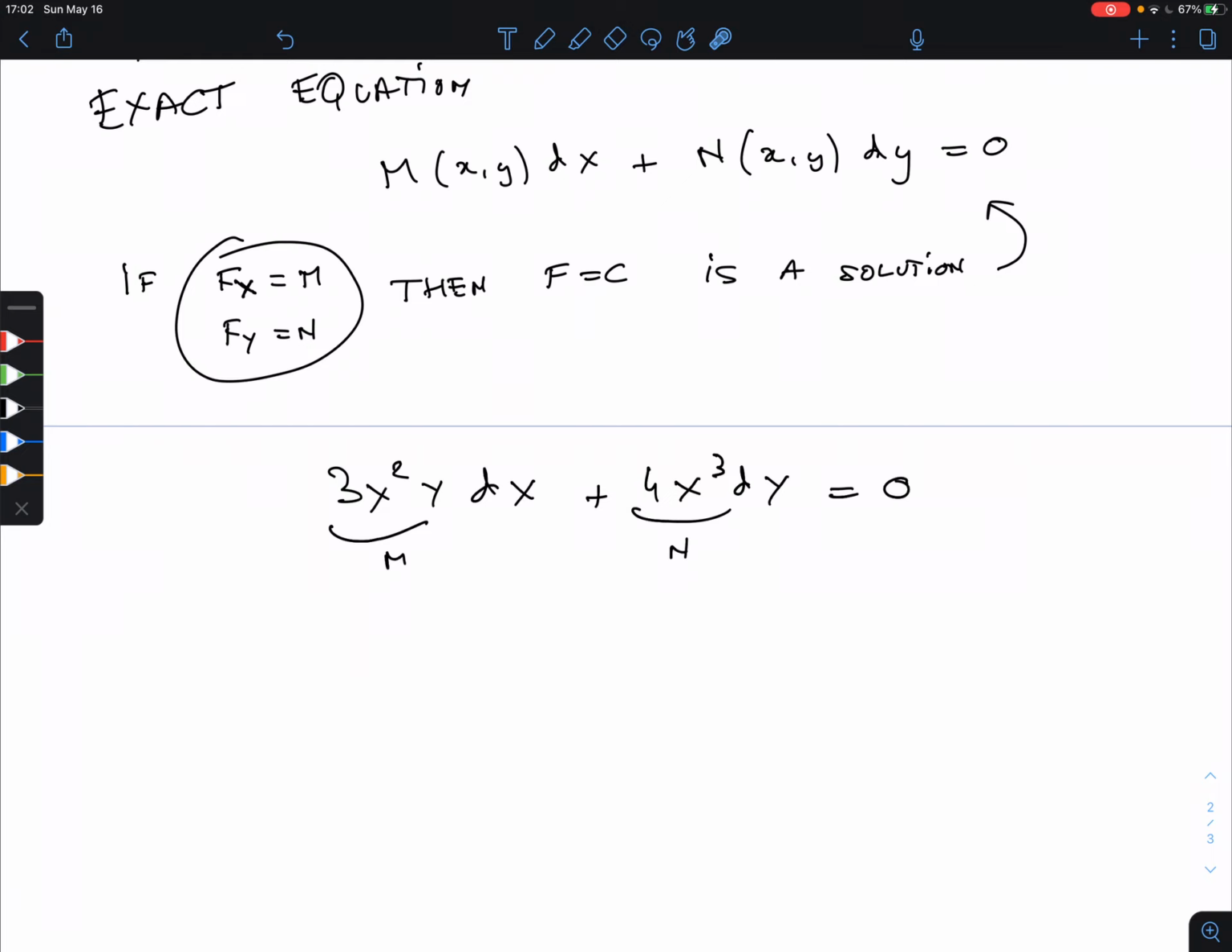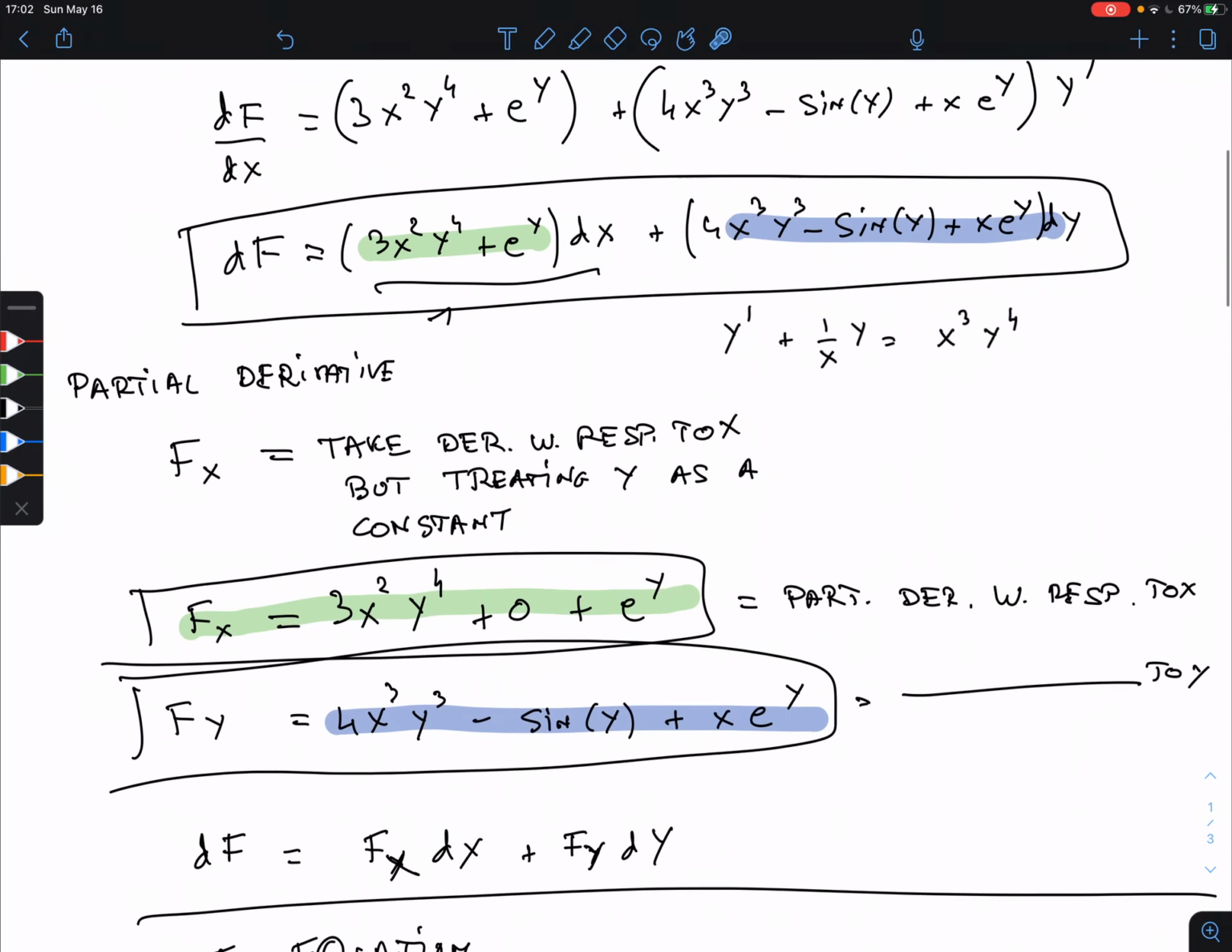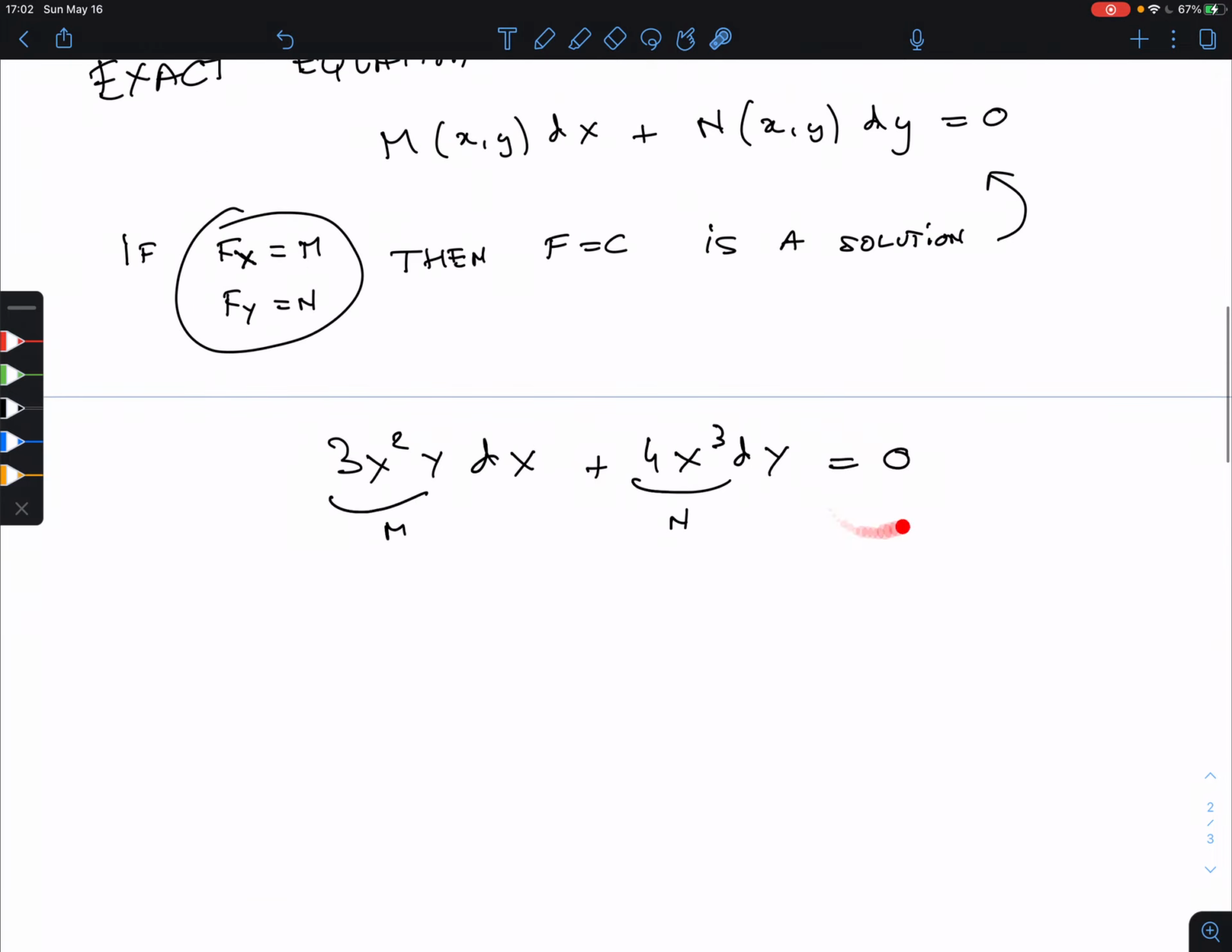Why a constant? Because remember, if this equation comes from taking df, the derivative of f, and if f equals a constant, then the derivative of a constant is 0. So that's why you get the 0 on this side here. Okay? Sure. Now, let's hope that this is the case. So I want to find f. So, in search of f.